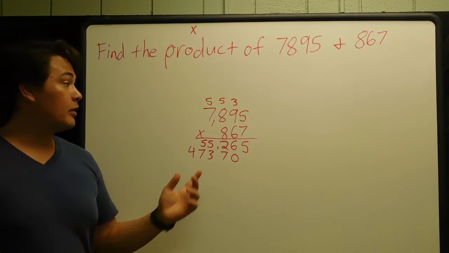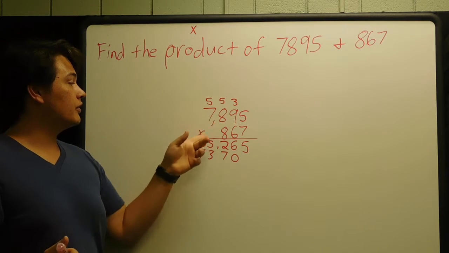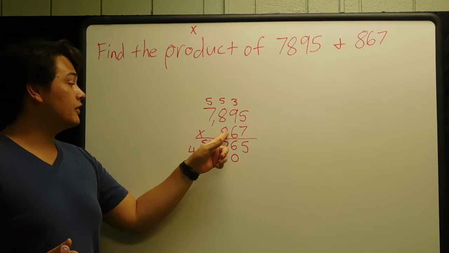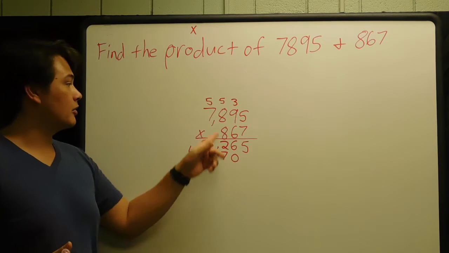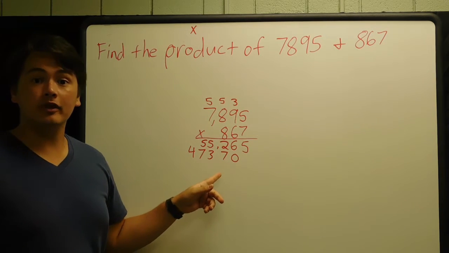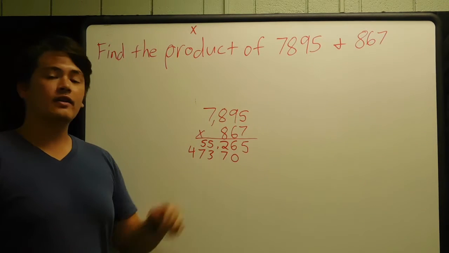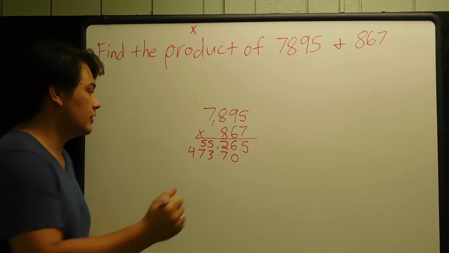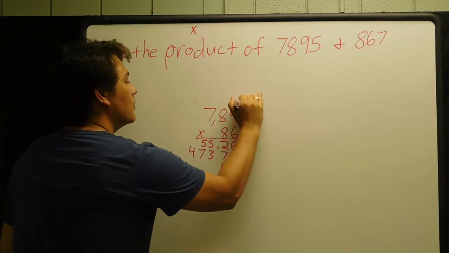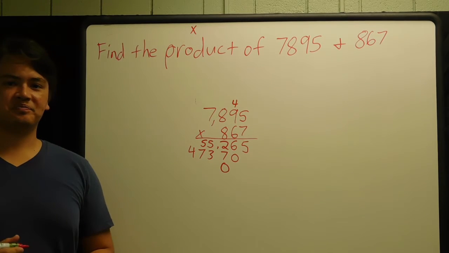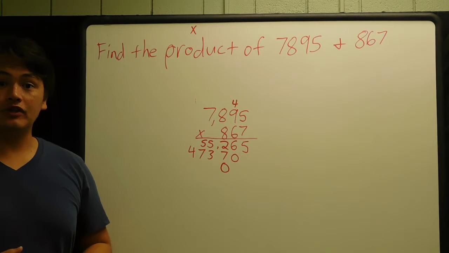So now we're going to do the same thing for the 8. We're going to multiply 8 times all of these numbers, but we're going to place the first number here, because that is where the 8 starts. I'm lining everything up, because placement is very important. So 8 times 5 is going to give us 40, and I'm going to place the 0 here and the 4 here. Okay? 8 times 9 is going to give us 72.